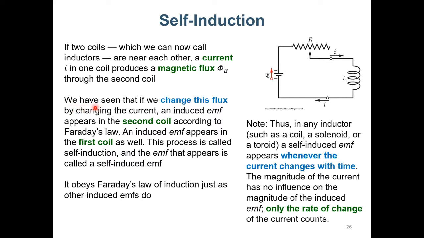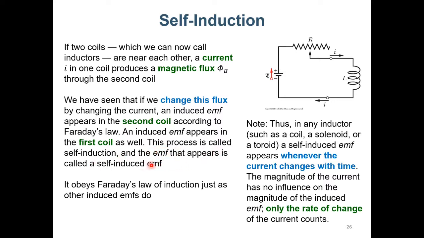Here it's mentioned that we have seen that if we change this flux by changing the current, an induced EMF appears in the second coil. According to Faraday's law, an induced EMF appears in the first coil as well. This process is called self-induction, which means you have generated a magnetic field and magnetic flux. The magnetic flux is changing, so the coil will try to generate another magnetic flux to decrease this change, or to try to stop this change.